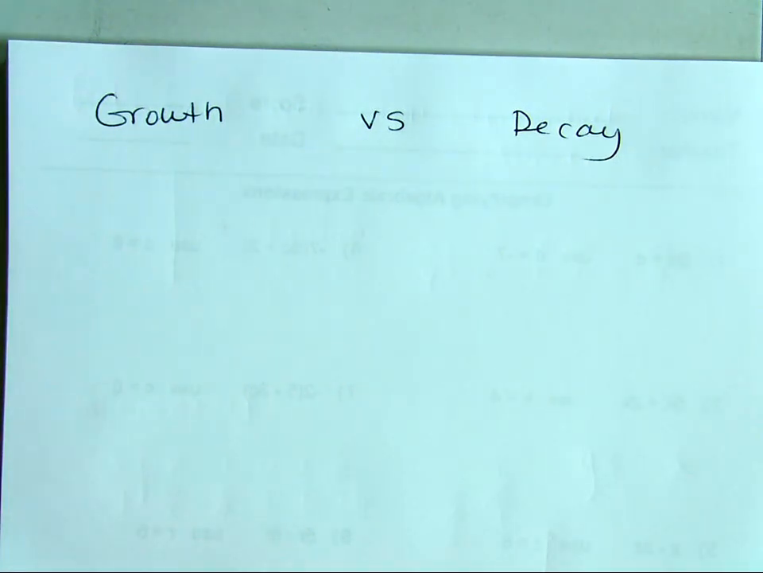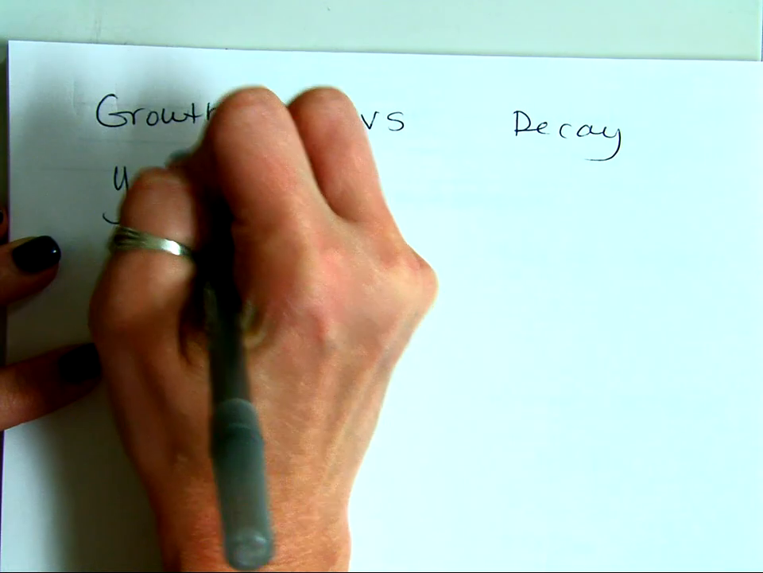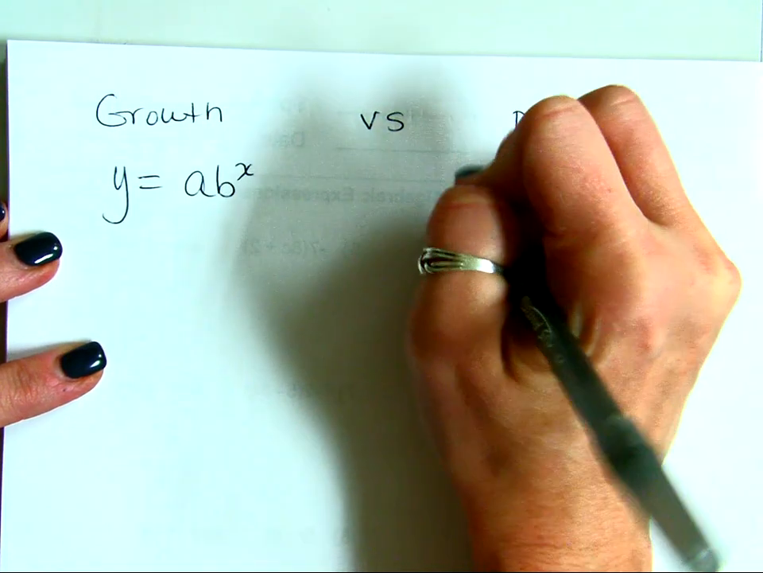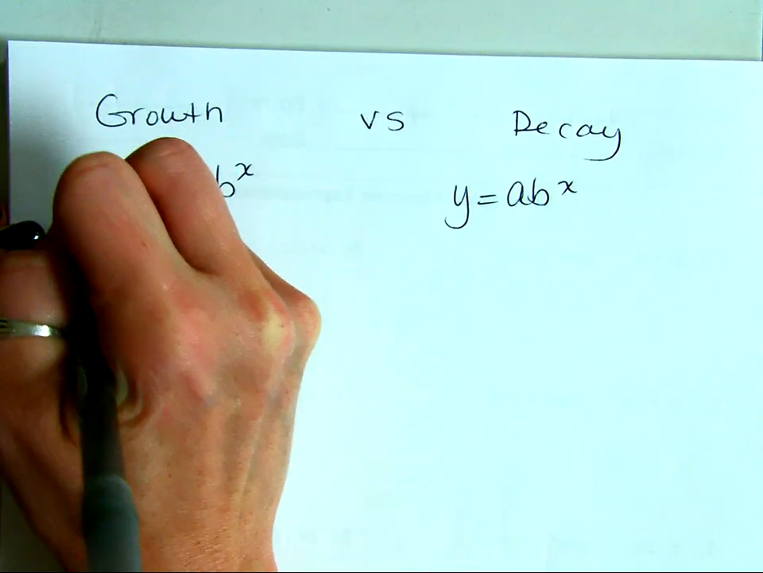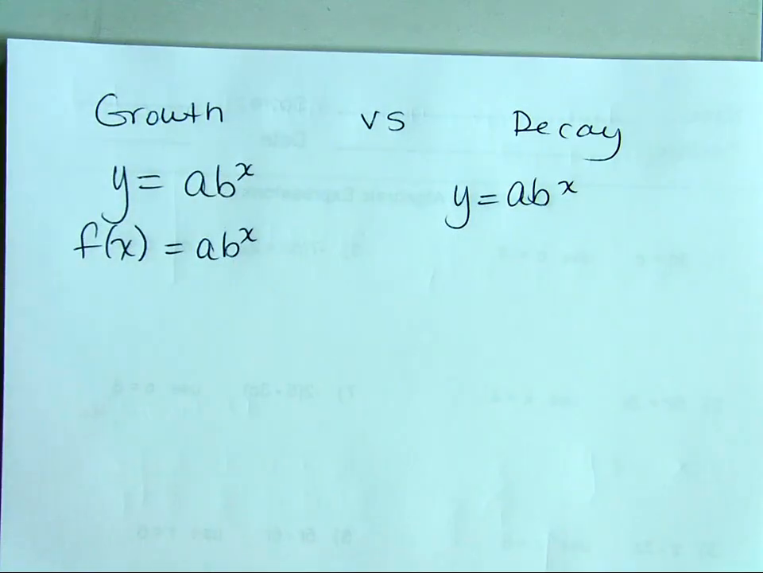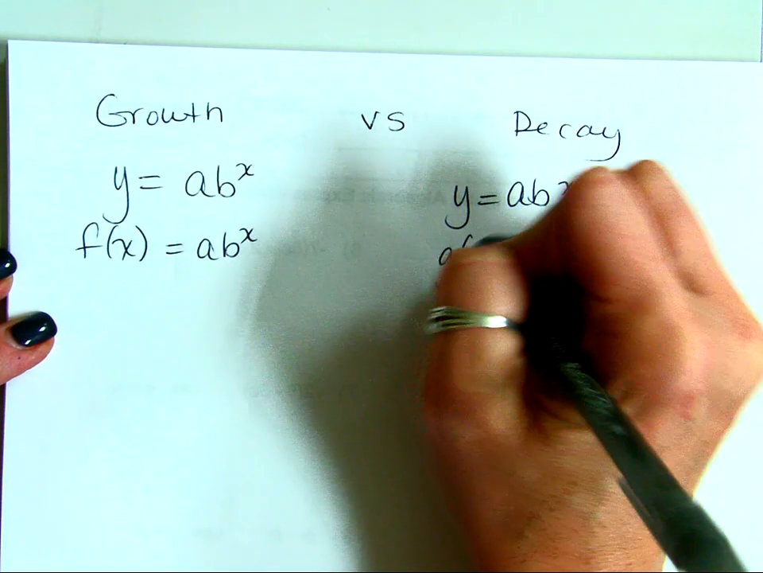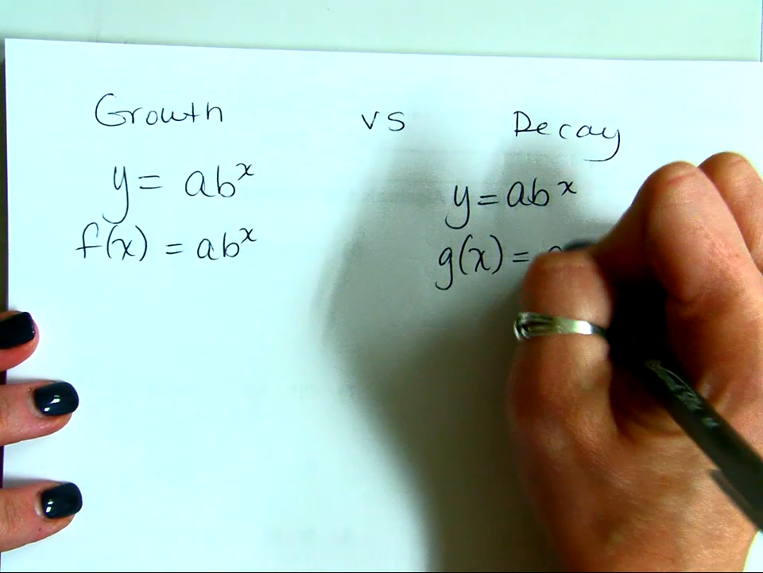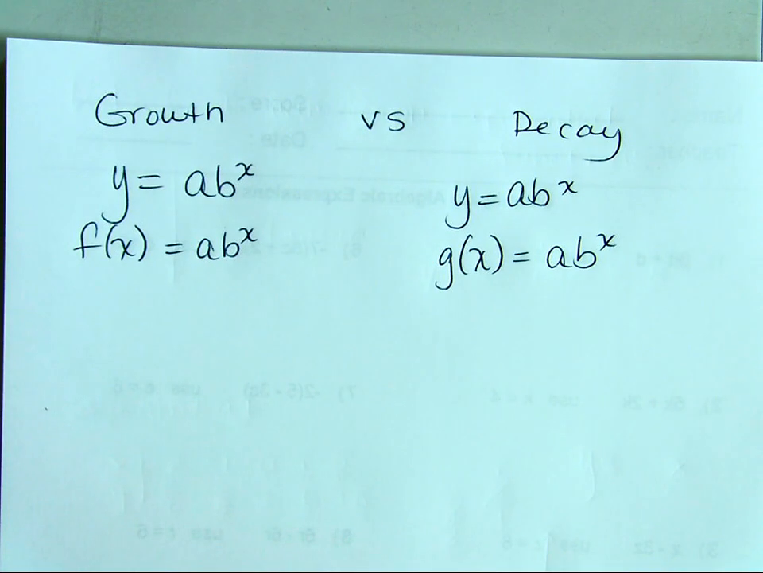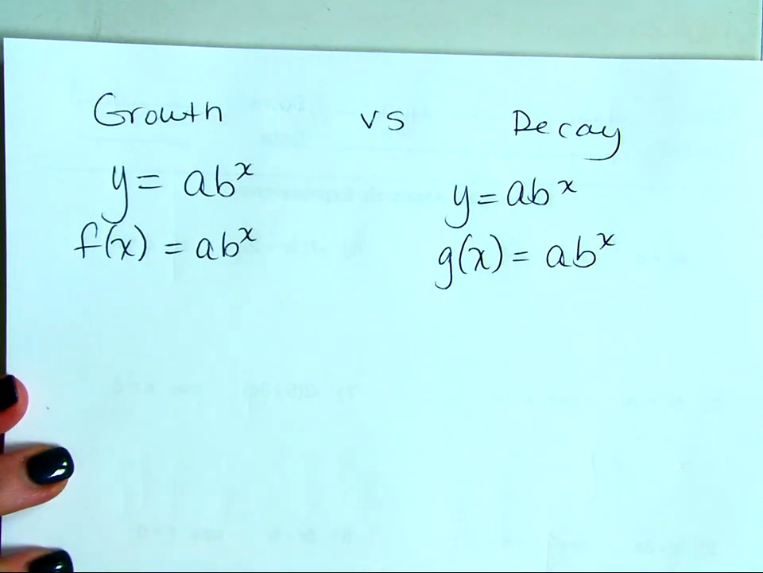So let's talk about, in both of these, we still have our ab to the x, okay? And also know that if it's written in function form, it could be f of x equals ab to the x. It could be g of x. It could be h of x. It could be whatever we want it to be. So know that y, and we learned that in Unit 3, right? That f of x and that g of x are really interchangeable, right? Okay? So taking a look at growth versus decay, a couple parameters have to be in place first.